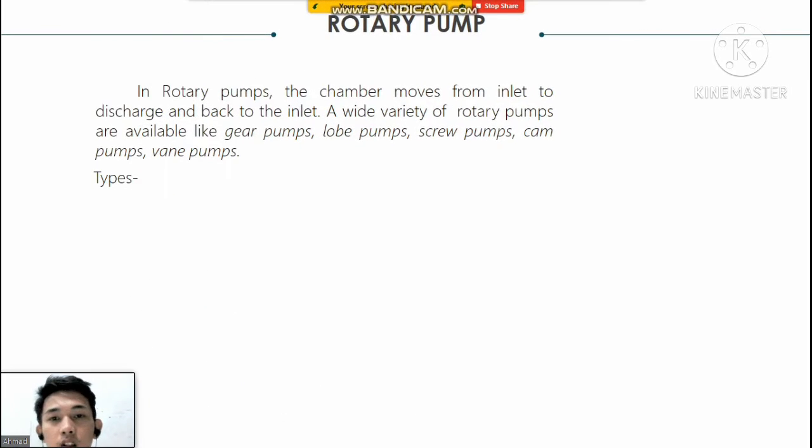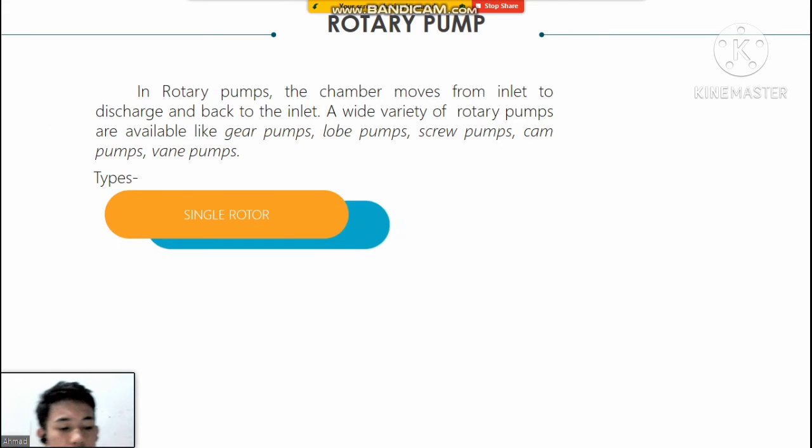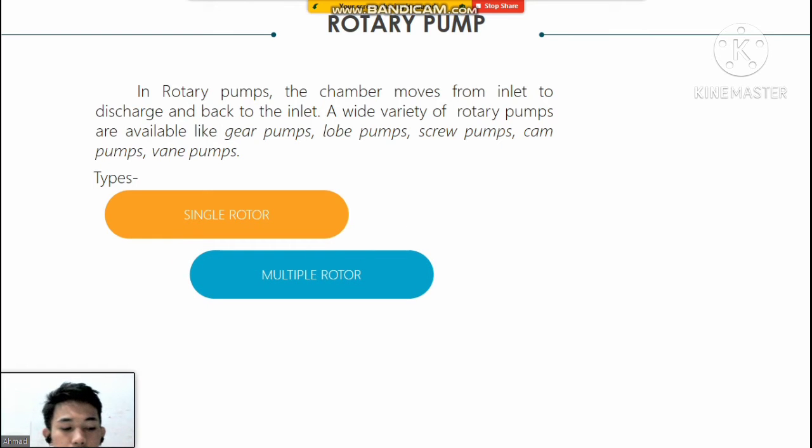Rotary pump. The chamber moves from inlet to discharge and back to the inlet. A wide variety of rotary pumps are available, like gear pump, lobe pump, screw pump, cam pump, and vane pumps. There are two types of rotary pump: single rotor and multiple rotor.